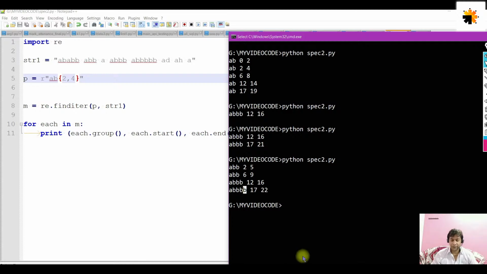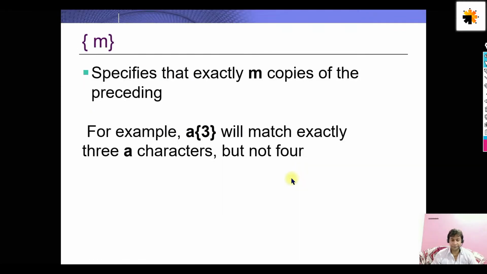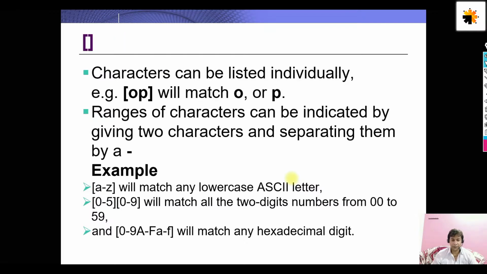Now let's see the next one. This square bracket, it means or. If I use OP in the square bracket, it means either O or P. If I use A, B, C in square brackets, it means either AB or AC, both are allowed. So this is the simple one.